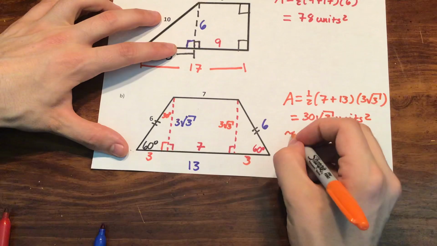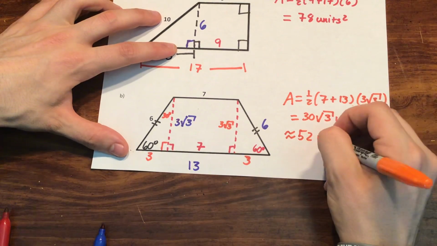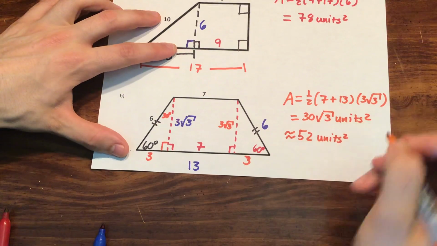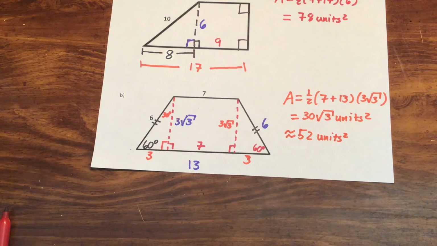which is approximately 52 units squared. It actually comes out to about 51.96, and a bunch of other digits, so approximately 52 units squared. So there we have it for area of a trapezoid.